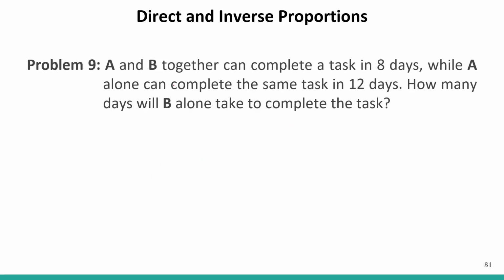So let's see problem number 9. If A and B together can complete a task in 8 days, so their combined work rate is equal to 1 by 8. While A alone can complete the same task in 12 days, so A's work rate is equal to 1 by 12. It asks us how many days B alone will take to complete the task.